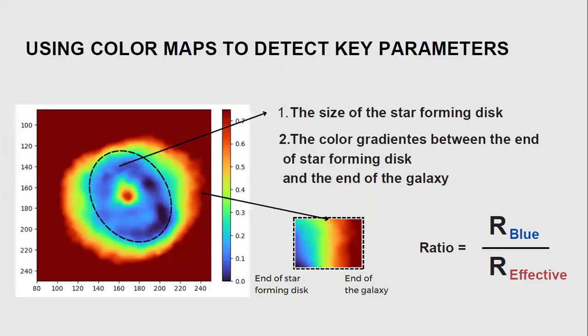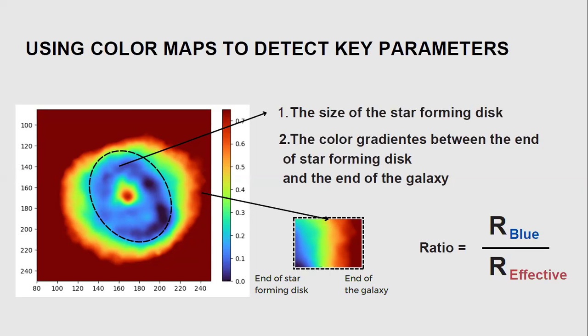Sí. Vale. Then the physical analysis using the color maps. These are all the color maps, because they look different. We can study the size of the star forming disk, and my goal is understanding the color gradient between the end of the star forming disk and the end of the galaxy. Something like this.